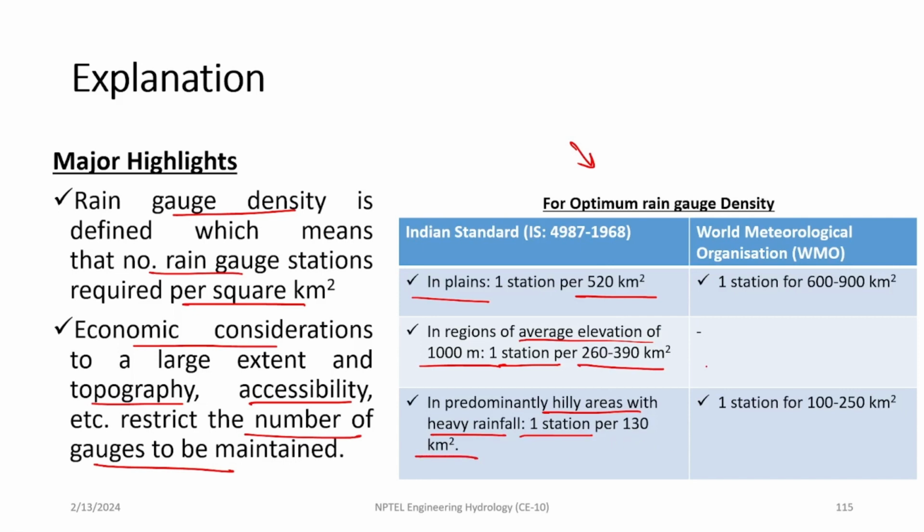Now what the World Meteorological Organization has recommended: for the plains, one station is needed for an area of approximately 600 to 900 square kilometers, and for hilly areas one station is mandatory for 100 to 250 square kilometers. So based on this recommendation, usually these rain gauges are installed in the catchment.